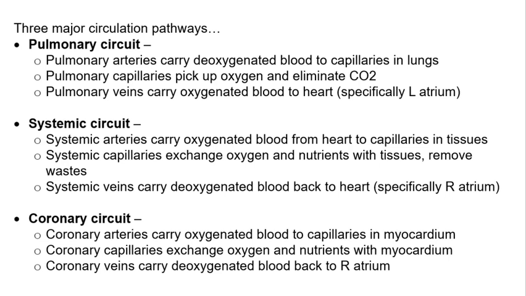We have the pulmonary circuit, which functions to take blood to and from the alveoli in the lungs, which are the site of gas exchange. The pulmonary arteries will carry deoxygenated blood to the capillaries in the alveoli of the lungs. The pulmonary capillaries will function in gas exchange, picking up oxygen and eliminating carbon dioxide or CO2. The pulmonary veins will then carry that oxygenated blood back to the heart, specifically the left atrium of the heart.